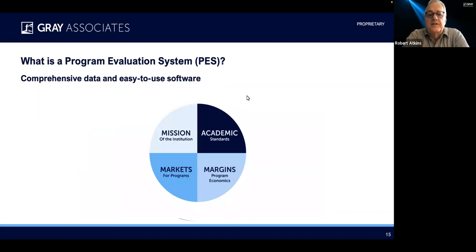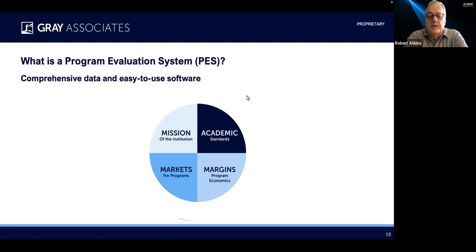Now, the first part of that system is data. And the data we would suggest you need is data about your markets. That is, what students want to take this program, how many of them are there, who's the competition, how intense is it, what's going on in the labor market, and what do employers need, and finally, what's the appropriate degree level for this program? We'll talk about that in a little more depth in a moment.